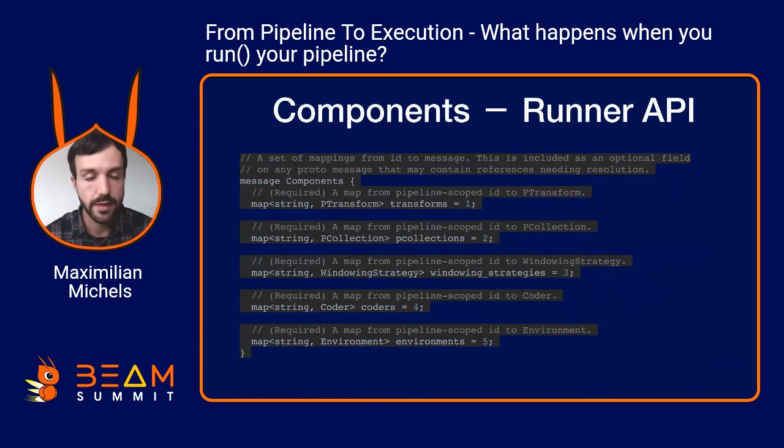Window strategies. Well, if you use windowing, then these are also contained there. Then we have coders for transmitting data over the wire. We need to somehow turn them into bytes and convert them back. And we have environments, which are important because we support multiple languages, which might require a certain environment to execute, like a Python process or a Java JVM.